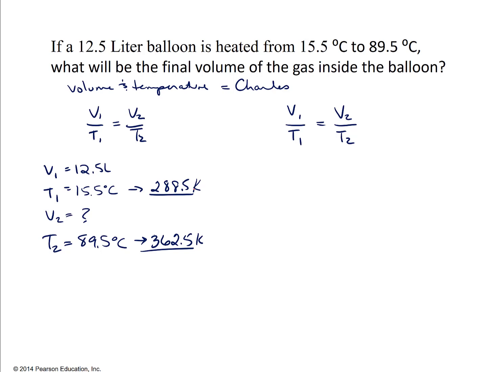Okay, so now we've got to solve for V2. How are we going to get V2 all by itself? Since it's in the denominator, you put it in the denominator on the opposite side. So remember, that means that those two will be multiplied. They're on the top. So then it's just plugging it in. 362.5 times 12.5 divided by 288.5.